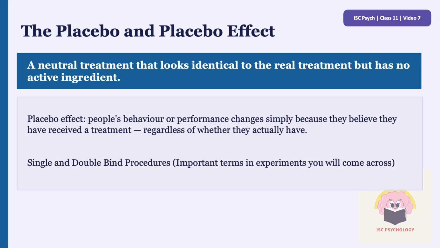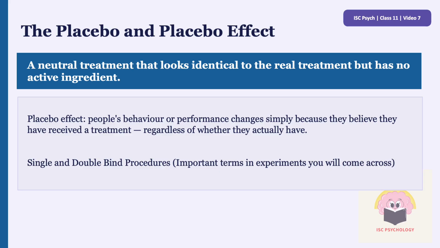The placebo. In many psychological experiments, participants in the control group are given a treatment that looks identical to the real treatment but has no active ingredient. This controls for the placebo effect, the phenomenon where people's behavior or performance changes simply because they believe they have received a treatment, regardless of whether they actually have.